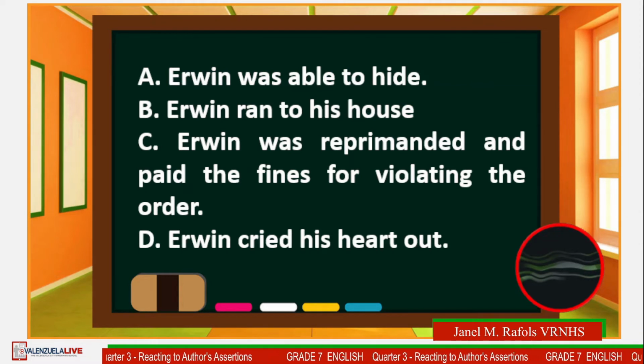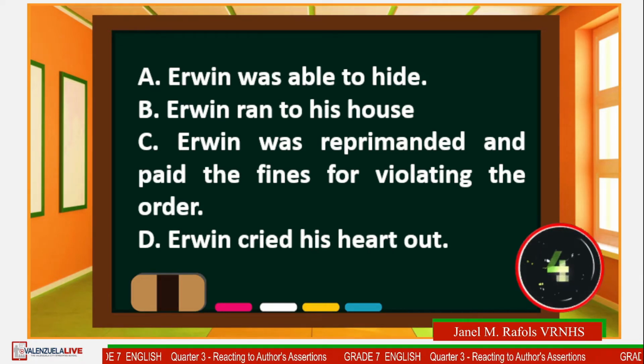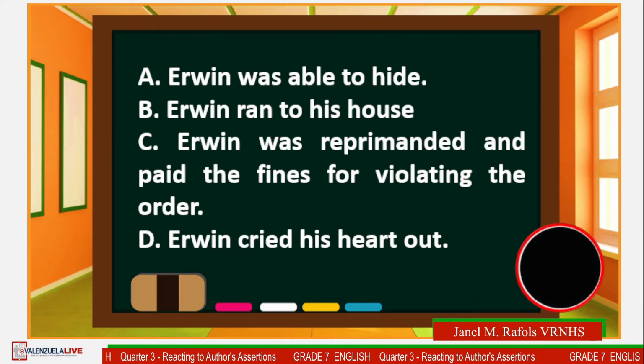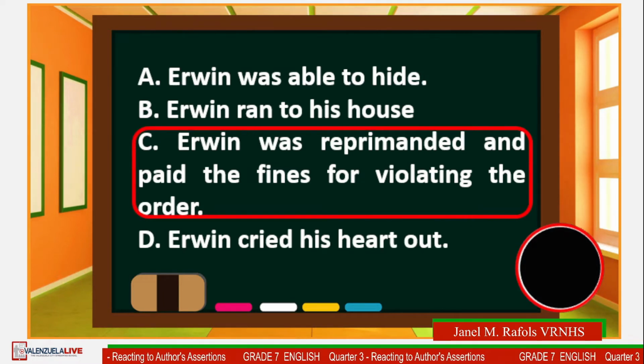A. Erwin was able to hide. B. Erwin ran to his house. C. Erwin was reprimanded and paid the fines for violating the order. Or D. Erwin cried his heart out. The prediction for number 6 is C. Erwin was reprimanded and paid the fines for violating the order.